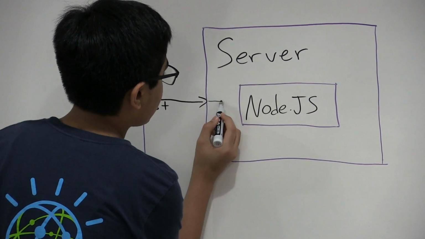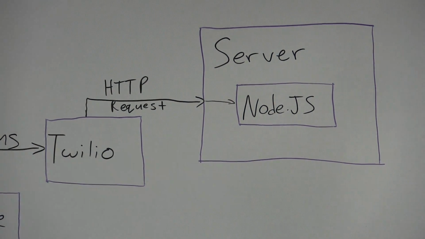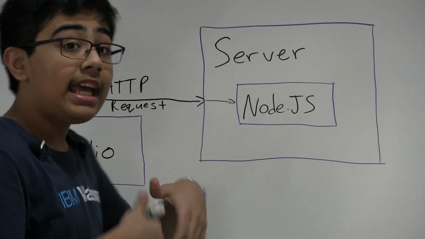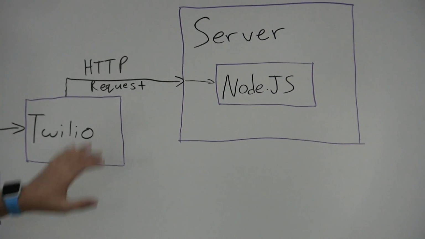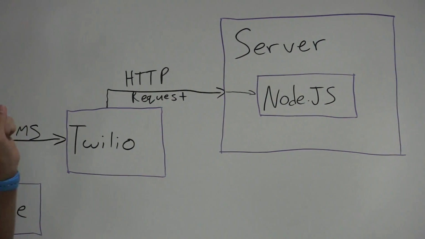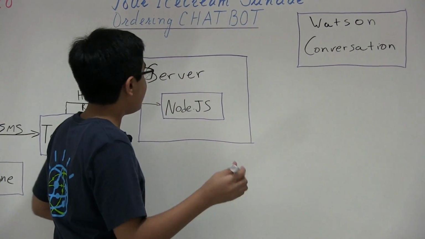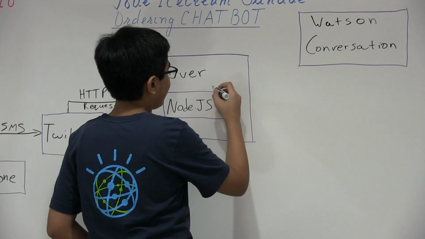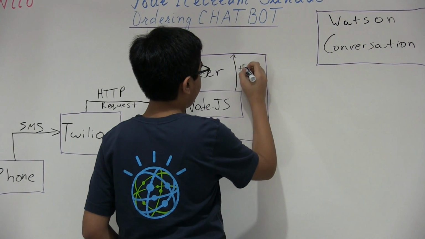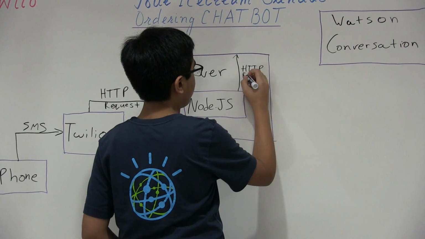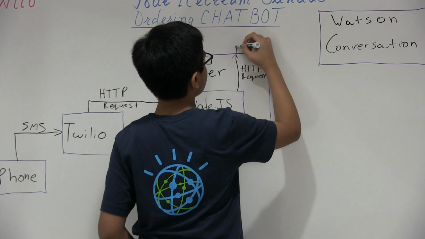The server will send that to the process listening on port 3000, which is Node.js. Node.js will take this request and try to find out who sent this text message and what they said in it. Once Node.js has that information, it's able to send the text you sent to Twilio over to Watson Conversation. So Node.js will send, yet again, an HTTP request over to Watson Conversation.